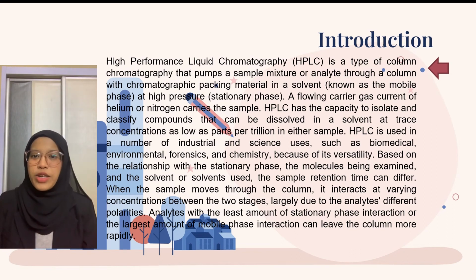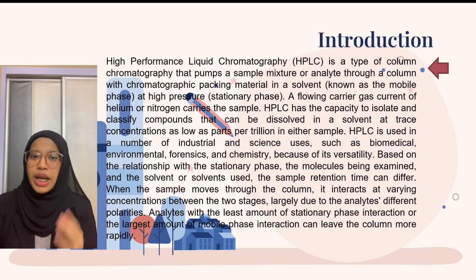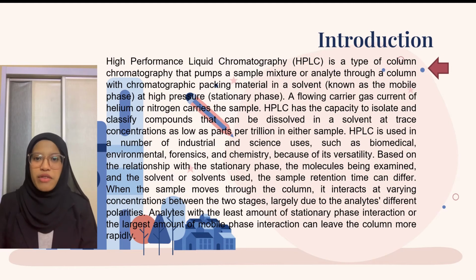High Performance Liquid Chromatography, HPLC, is a type of column chromatography that pumps a sample mixture or analyte through a column with chromatographic packing material in a solvent known as the mobile phase at high pressure. The stationary phase is the packing material. A flowing carrier gas current of helium or nitrogen carries the sample. HPLC has the capacity to isolate and classify compounds that can be dissolved in a solvent at trace concentrations as low as parts per trillion in either sample.